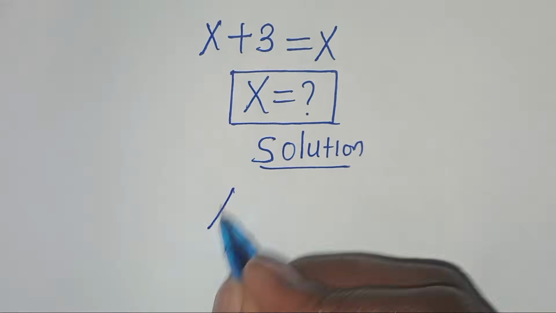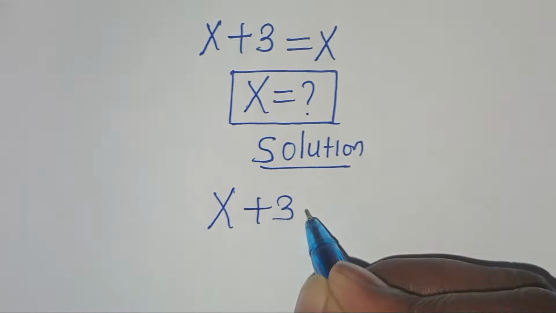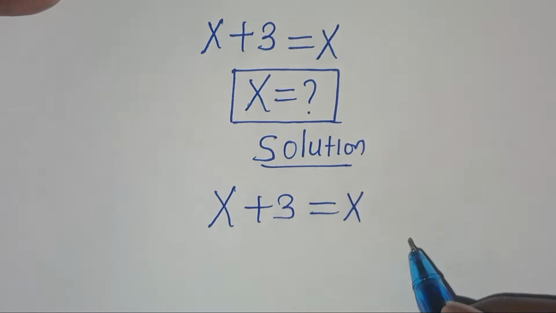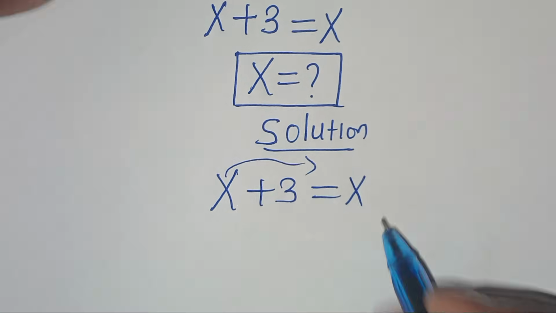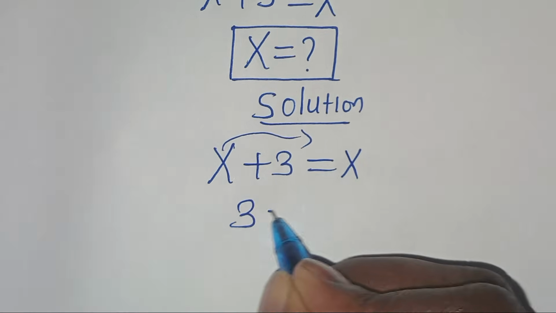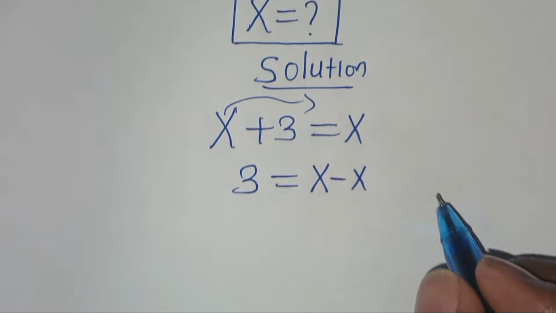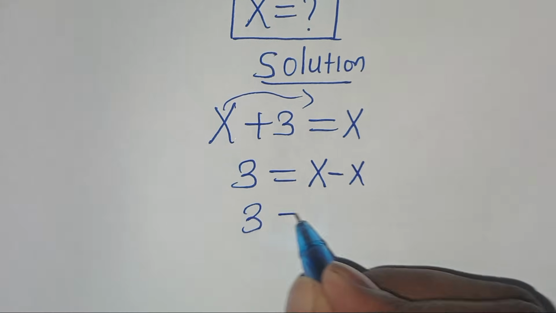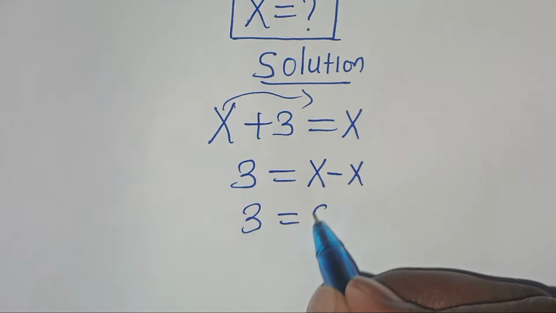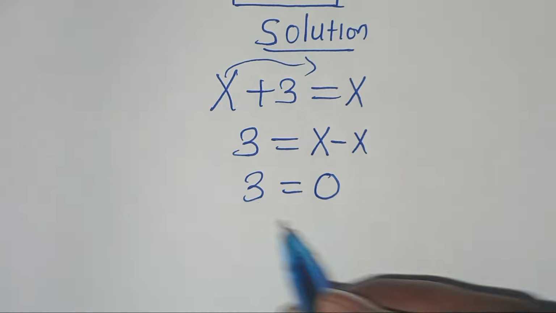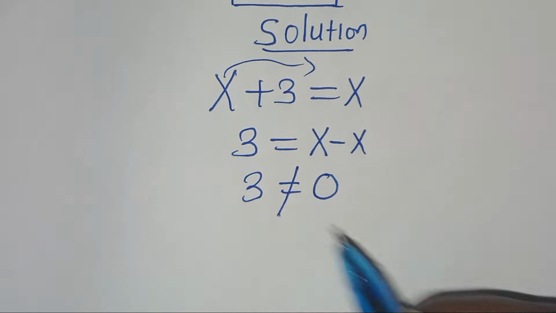So we have x plus 3 equal to x. Now let's take x to the right hand side. This means that 3 is equal to x minus x, which is equal to 0. So we have that 3 cannot be equal to 0.